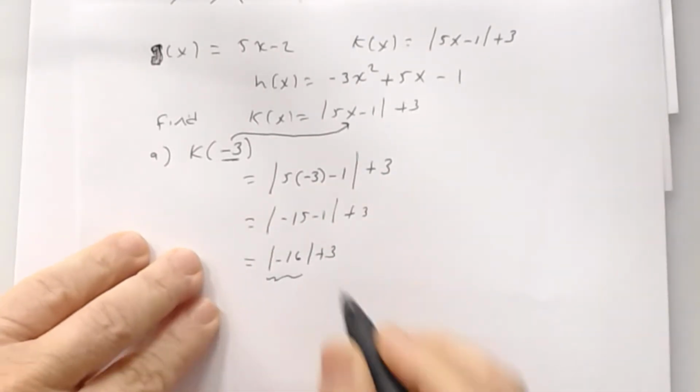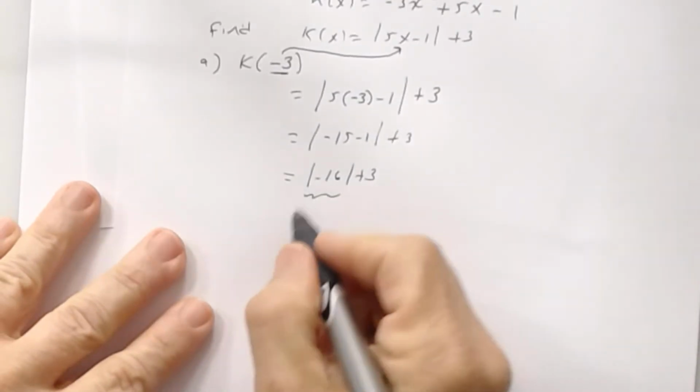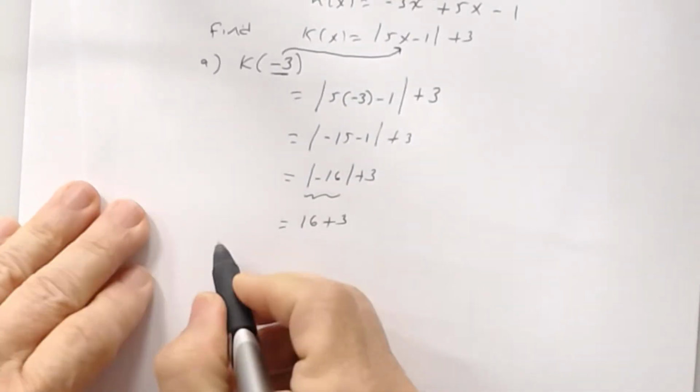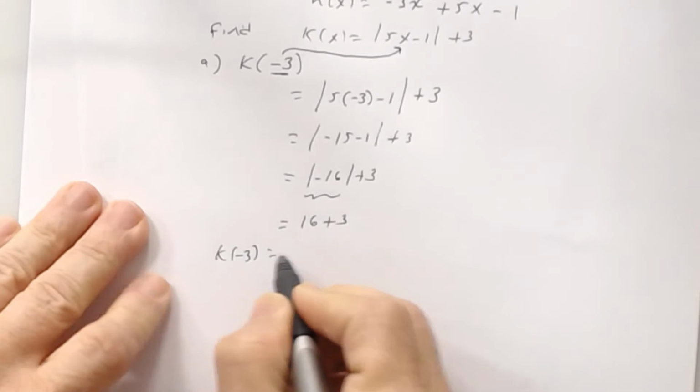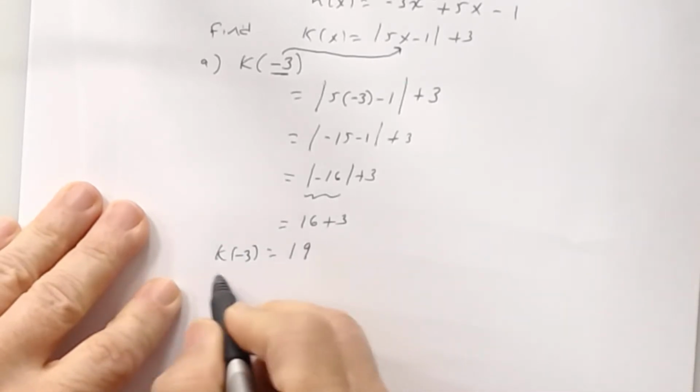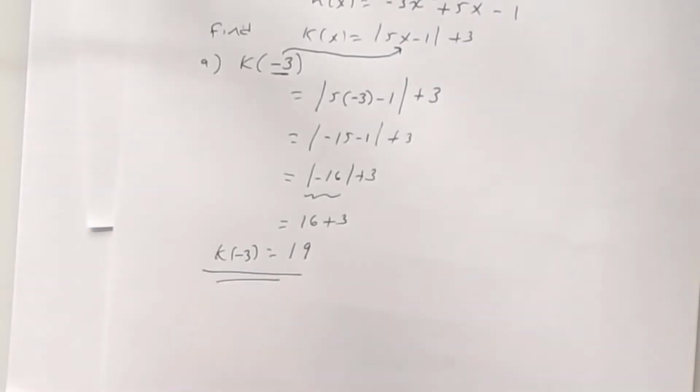What's the absolute value of negative 16? 16. And so therefore k of negative 3 is equal to what? No, 19. 16 plus 3. All right? And so remember, when you substitute just a number, you're going to end up with the number back, with the real number back.